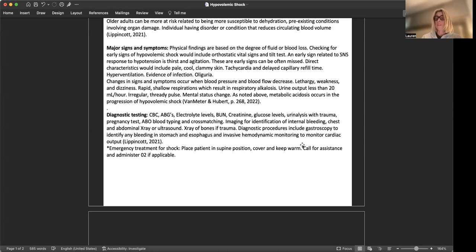Some diagnostic procedures would include gastroscopy to identify any bleeding in the stomach or the esophagus. You also want to be able to monitor the cardiac output. Emergency treatment is very important to know for shock. You want to place a patient in a supine position. You want to cover and keep them warm, and obviously call for assistance and administer O2 if applicable.